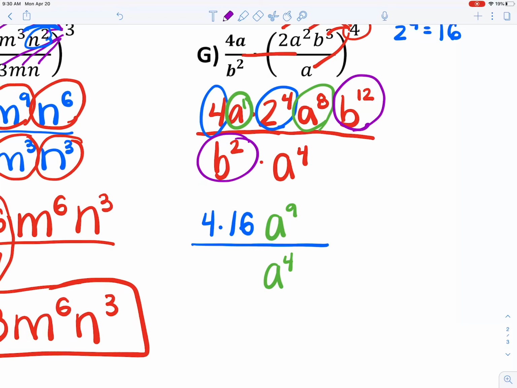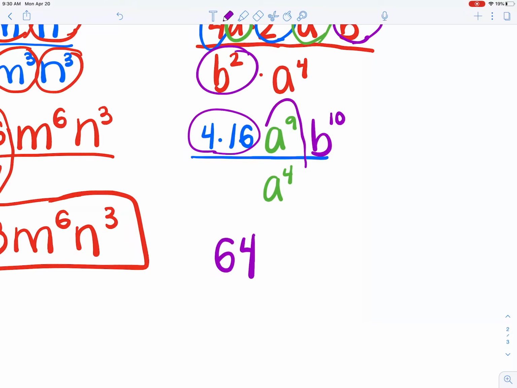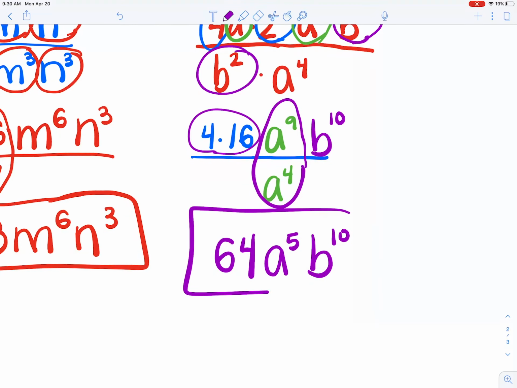Now we have b to the 12 on top, and we have b squared on the bottom. All right, when we are dividing, we subtract. So 12 minus 2 is 10. Okay, we are almost done. 4 times 16, if I were to do that math, 4 times 16 is 64. And we have an a on top and an a on bottom, so we subtract. So 9 minus 4 is 5, and then b to the 10.